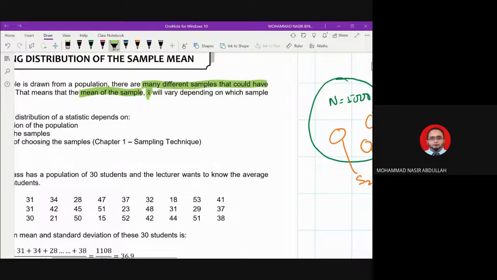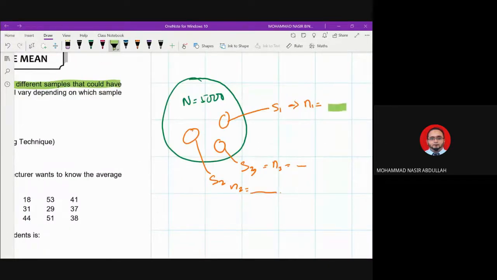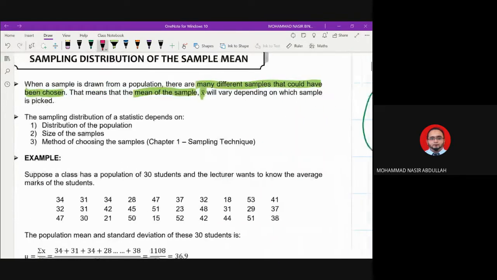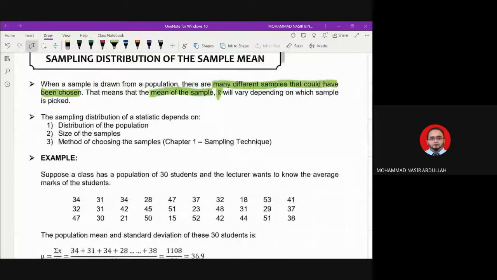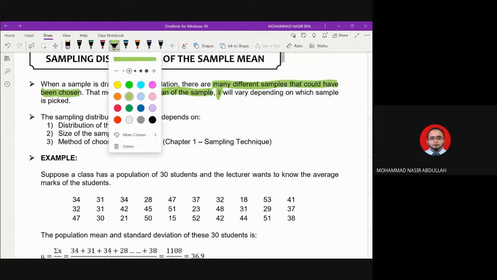So the mean here will be different. Mean S1, S2, S3 will be different. So we should expect we are going to have x bar 1, x bar 2, x bar 3, right? Because we have a sample size in each sample. So the sampling distribution of the statistics is depending on, right?